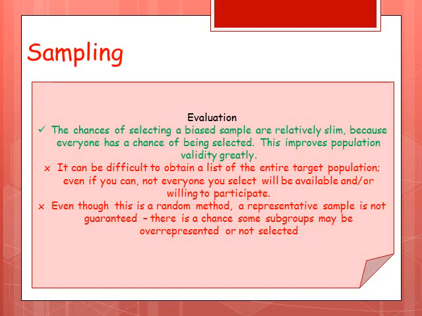Also, there is still a chance that you could get a biased sample. So it could be that some subgroups are overrepresented within your sample, or some aren't even selected.